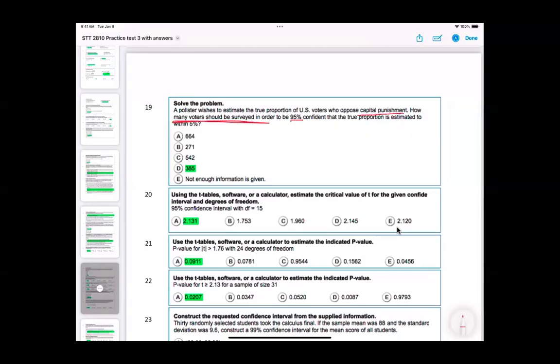So looking at this information here, we can see that our margin of error is 0.05. But before we proceed, let us look at the formula we are supposed to use.